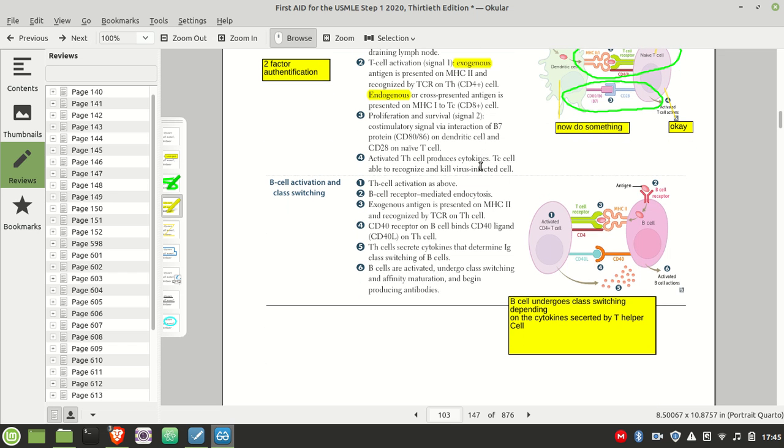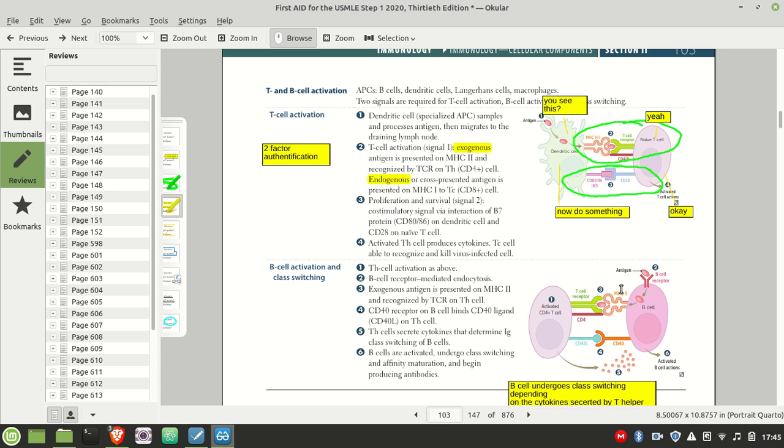Now, B cell activation and class switching. So it's very similar. Of course, you have a different ligand here. And of course, this is CD4 working with it. This could be CD4 or CD8 because you don't know what kind of T cell it is. It could either be your cytotoxic T cell or it can be your helper T cell. When it comes to class switching, everything goes through your helper T cell. So that's why you have this CD4 ligand here.